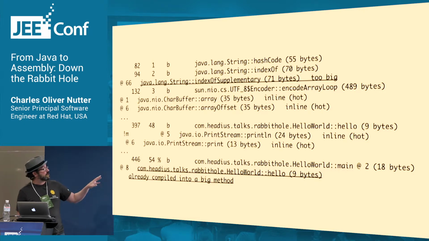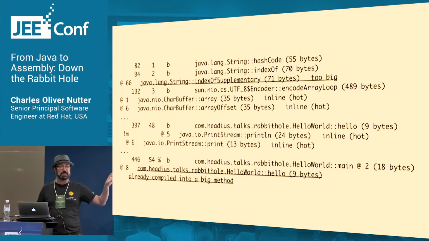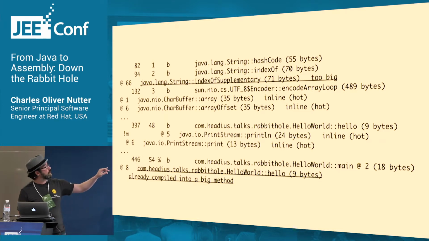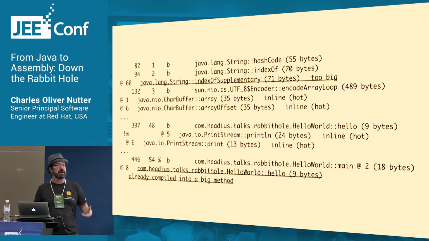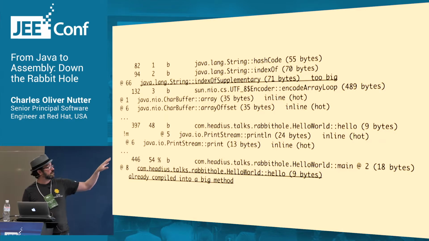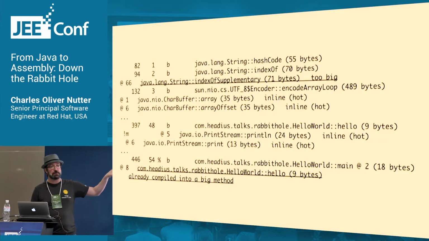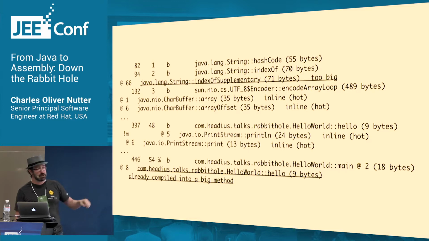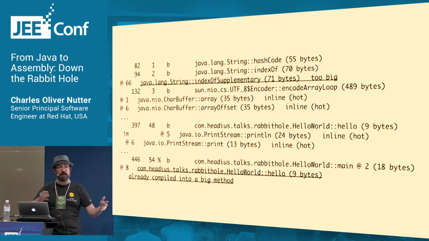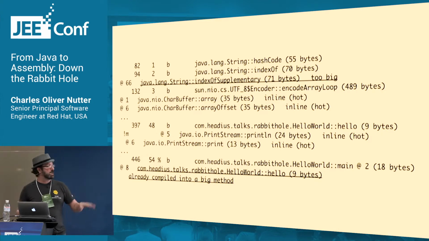And now what's interesting here is you can also start to see why certain methods didn't inline. Up at the top, the index of supplementary was too big. The JVM has limits on how much it will decide to inline code. And some of those limits are rather small. This is only 71 bytes of byte code, but HotSpot decided it was too much code to actually do the inlining. Down at the bottom, hello had already been compiled and inlined with a whole bunch of other code. It didn't want to continue inlining that. It decided it had already done enough work on hello and didn't inline it into the main method here.